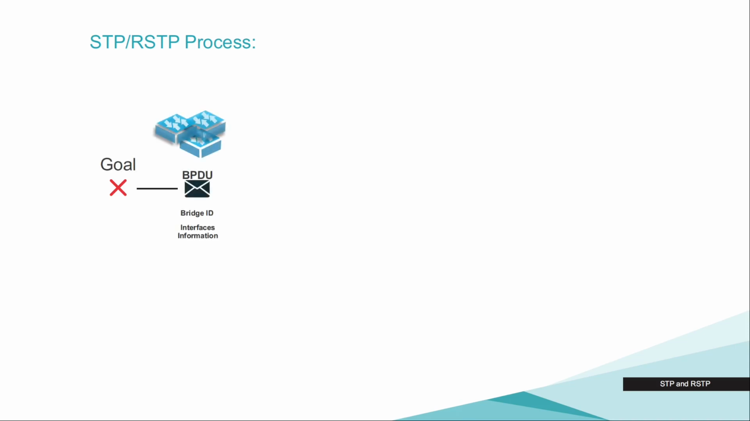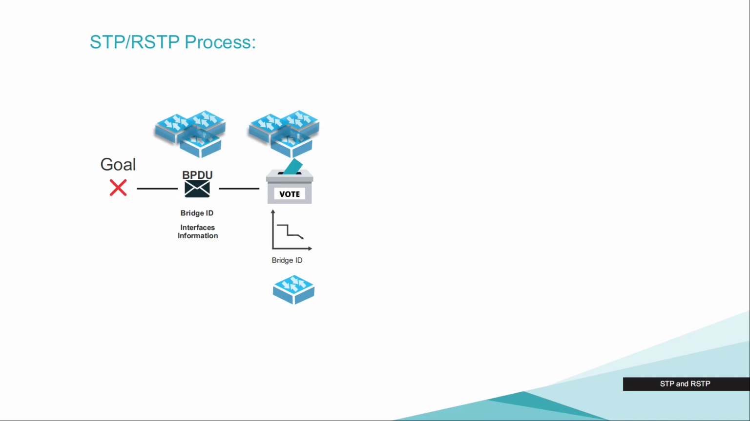So both STP and RSTP will start to block the ports from forwarding any frame, and it will only forward the BPDU message, Bridge Protocol Data Unit message. Inside that message, it will have something called Bridge ID and information about the interfaces. After that, our switches will do an election in order to choose the root bridge switch. The root bridge switch will be the switch with the lowest bridge ID.